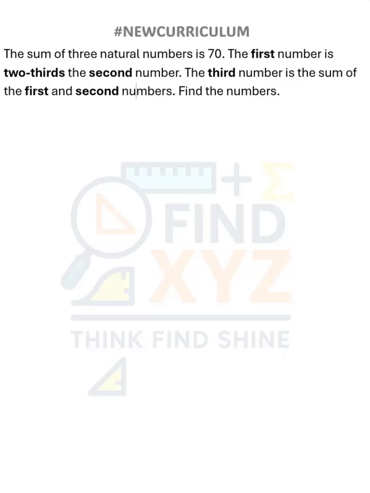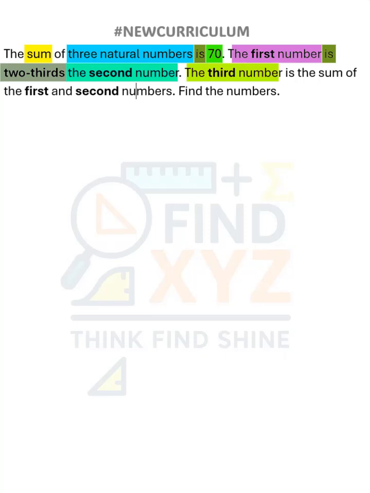We are still on the new curriculum, piloted questions. Let's try this one. The sum of three natural numbers is 70. The first number is 2/3 the second number. The third number is the sum of the first and second numbers. You have been tasked to find the numbers.